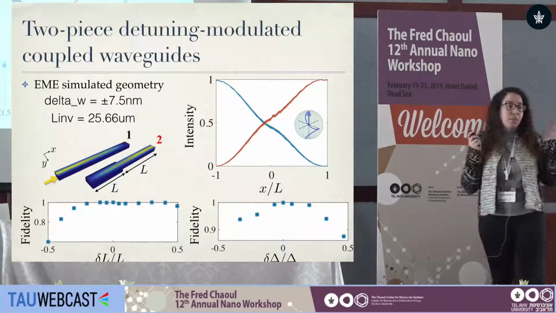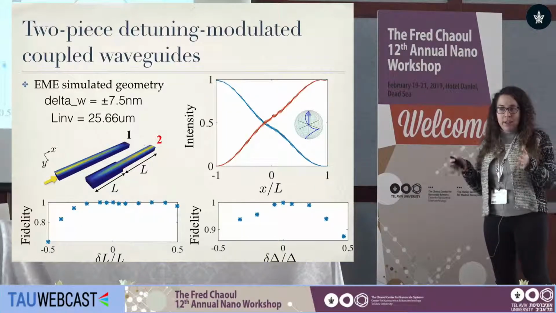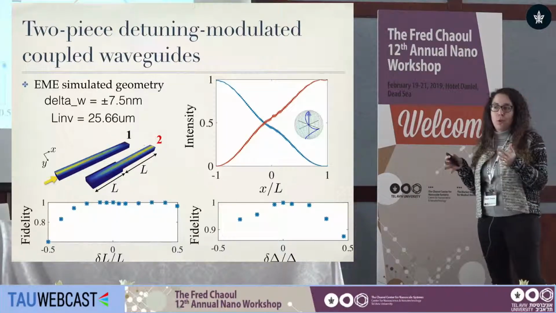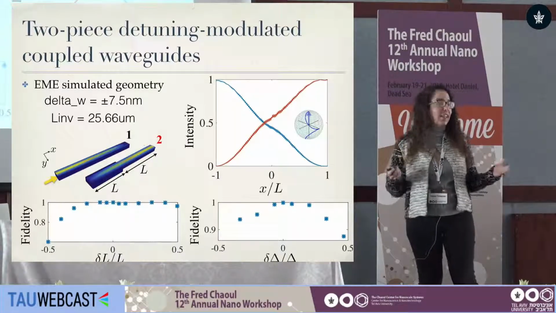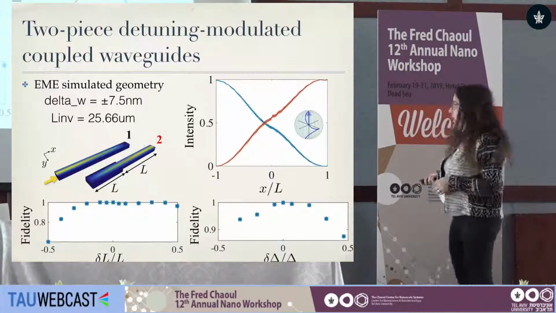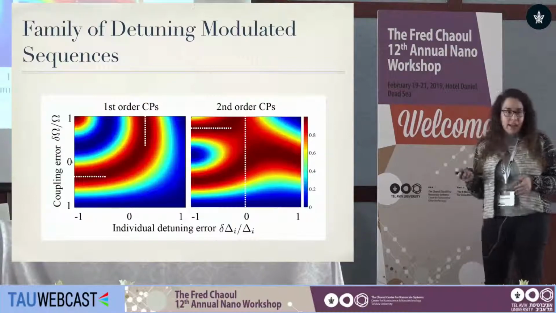So basically, I insert detuning into my system in a very systematic way that is robust to further errors in the detuning that are inherent in the system. So how did we calculate all these things?